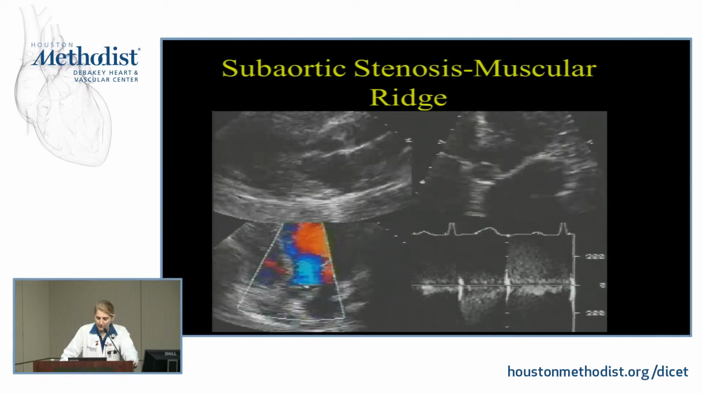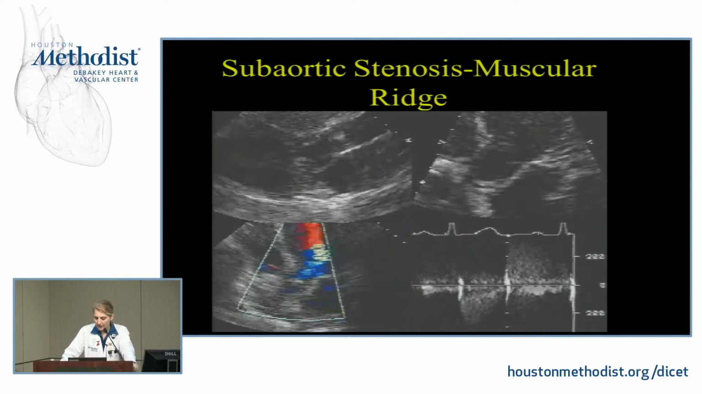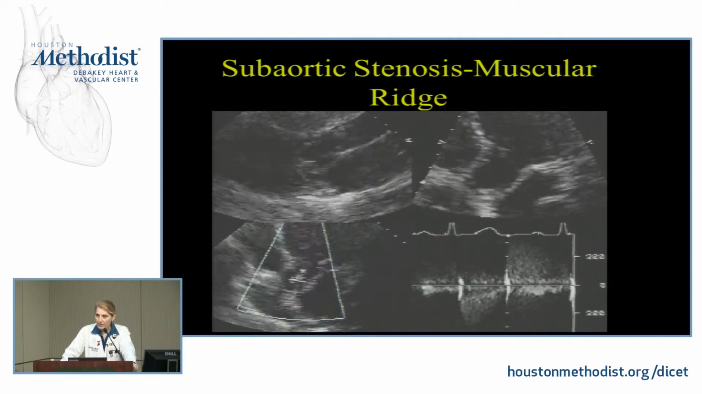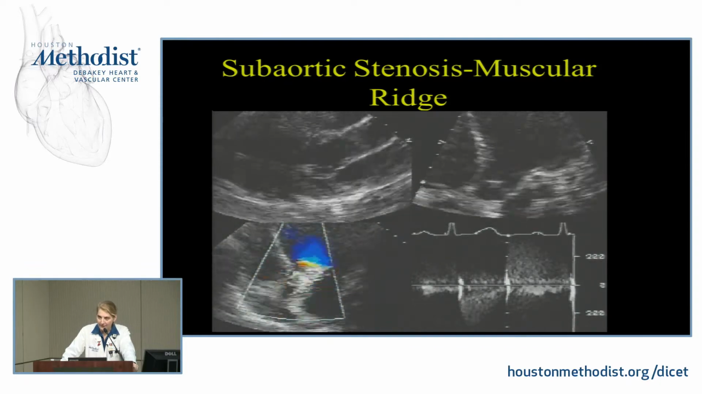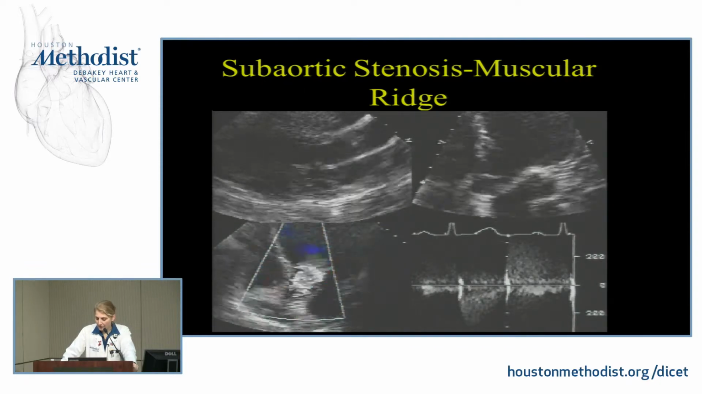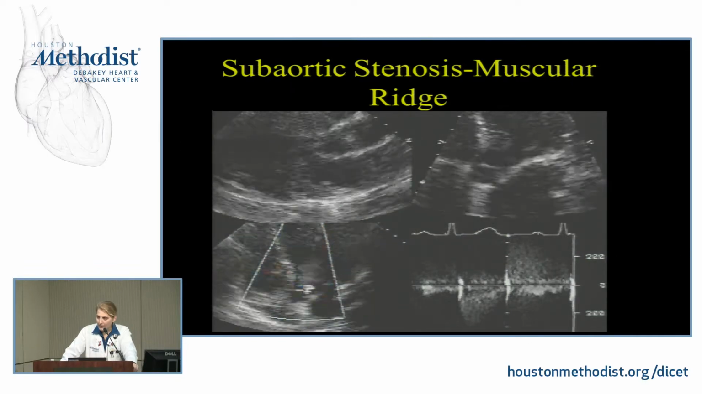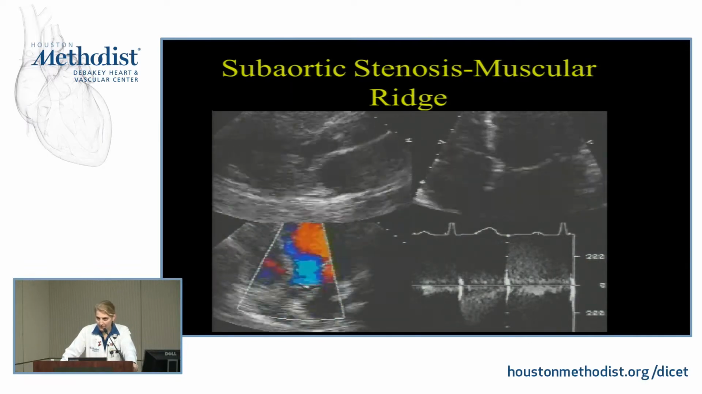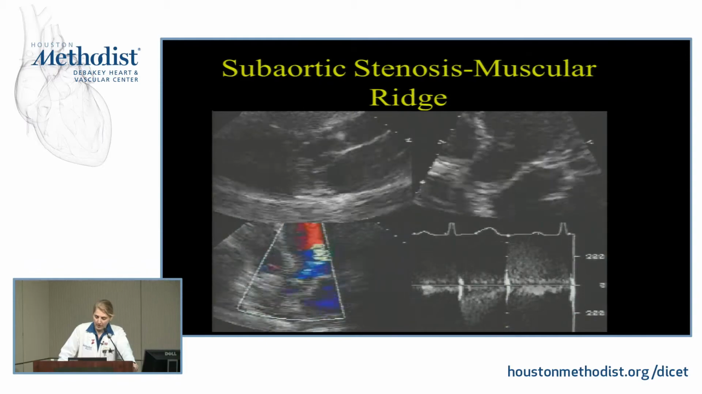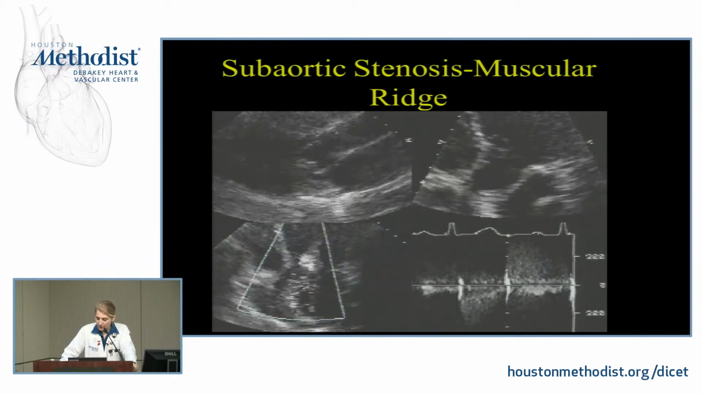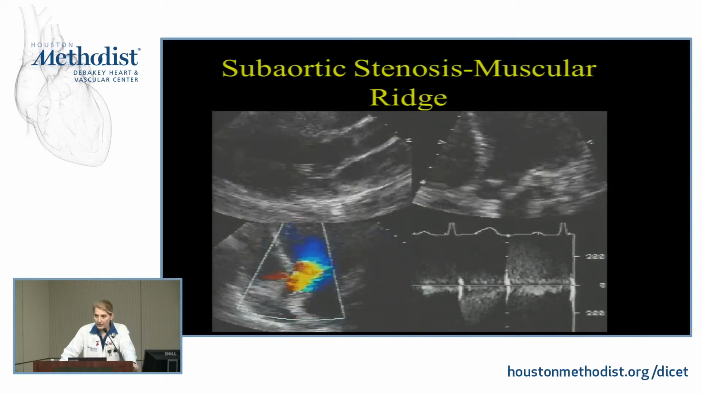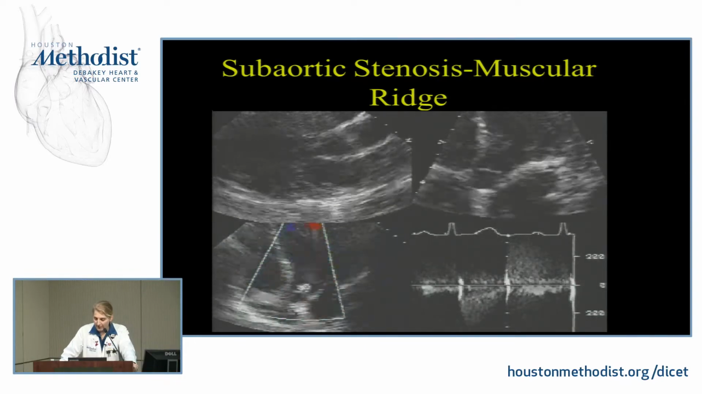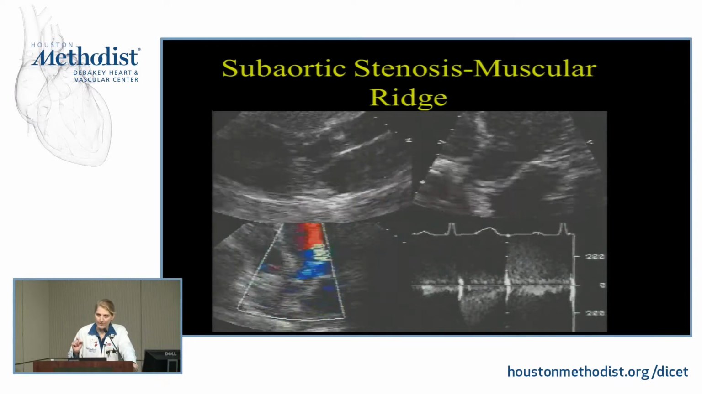So this is a patient of mine. She had a subaortic stenosis muscular ridge, which is another form of aortic stenosis. You can see there's a big chunk of muscle sitting right there in the left ventricular outflow tract. And you can see that the mitral leaflets are absolutely normal, so the mitral valve is not playing any sort of role in this obstruction. When you look at the color in the bottom left-hand panel, there's flow acceleration right where that big chunk of muscle is.